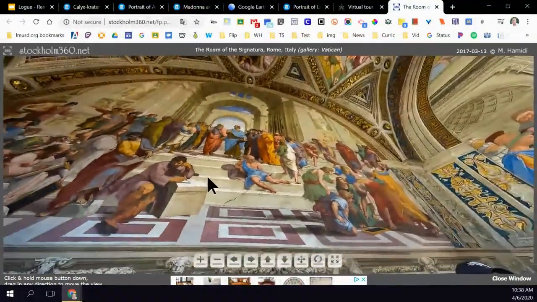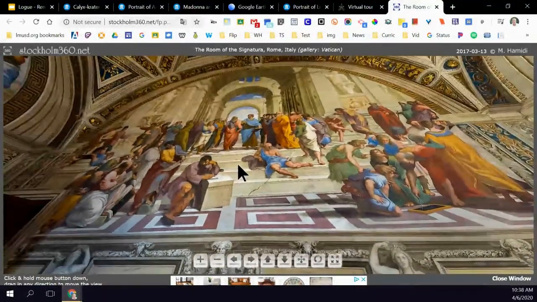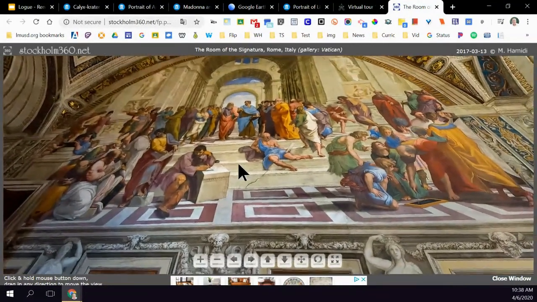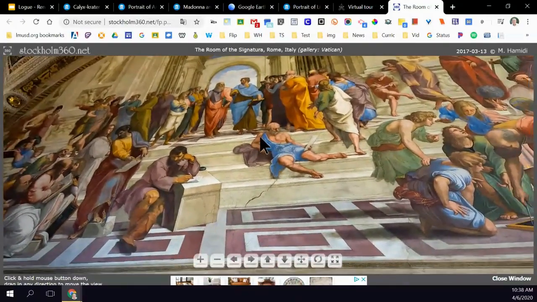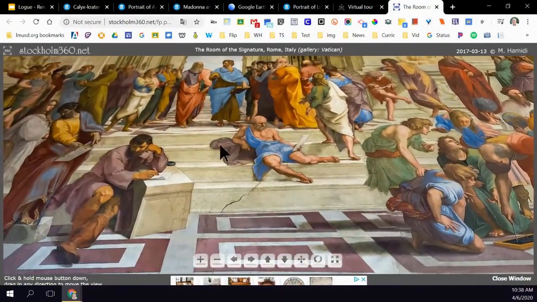But this is the part of this whole room that is usually looked at as the most popular, and it's called the School of Athens. And I'm going to talk a little bit more about that in a second.